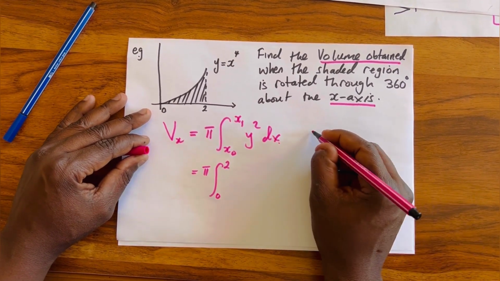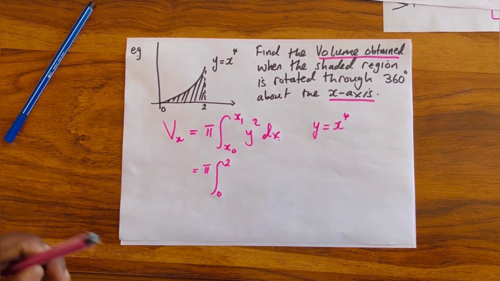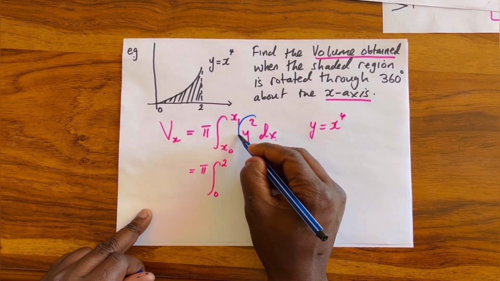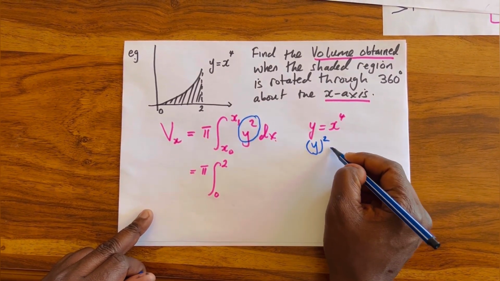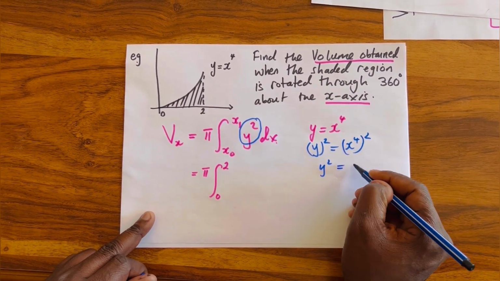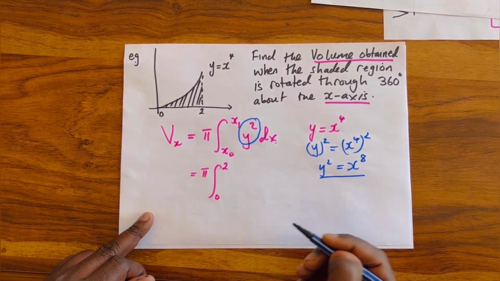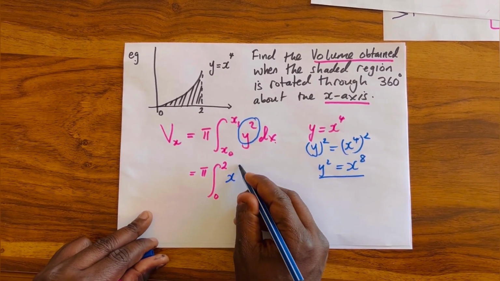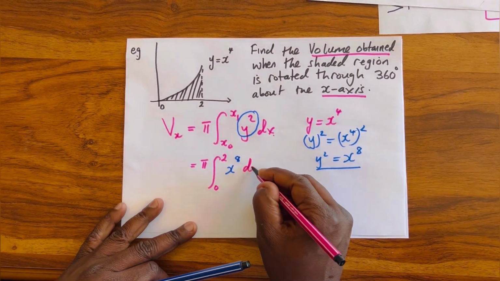Y squared. Now we are given y equals x to the power of 4. We need to substitute in y squared here, so we need to square each side. So this is going to be y squared equals, remember laws of indices, these multiply, x to the power 8. So this is what you are going to substitute here. All right, and then dx.